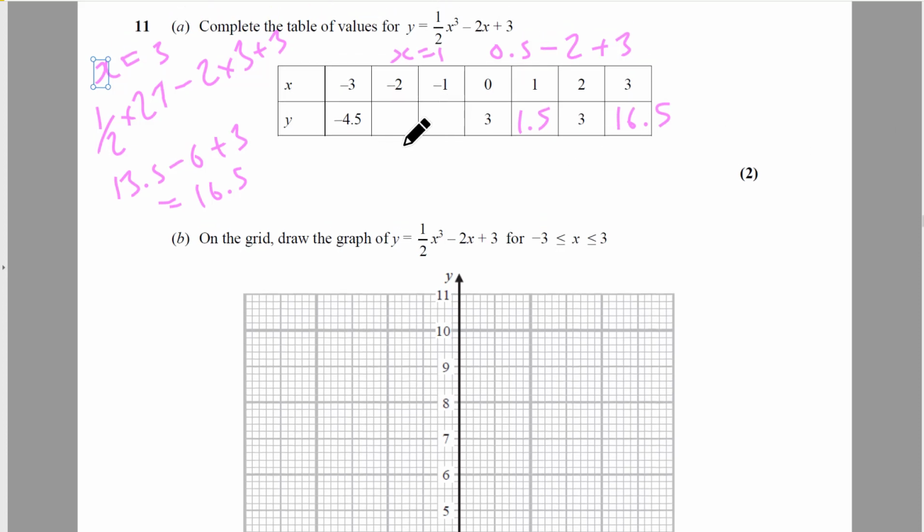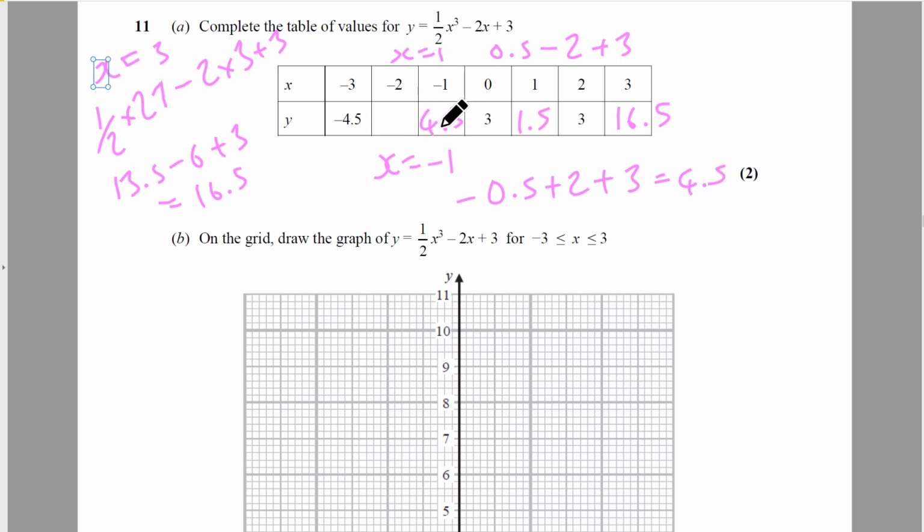Now, be careful here when x equals minus 1. Minus 1 cubed is still minus 1. So minus 1 times a half, so you're going to get minus 0.5. Now minus 1 times minus 2 is going to be plus 2, plus 3. So that's going to equal 4.5.